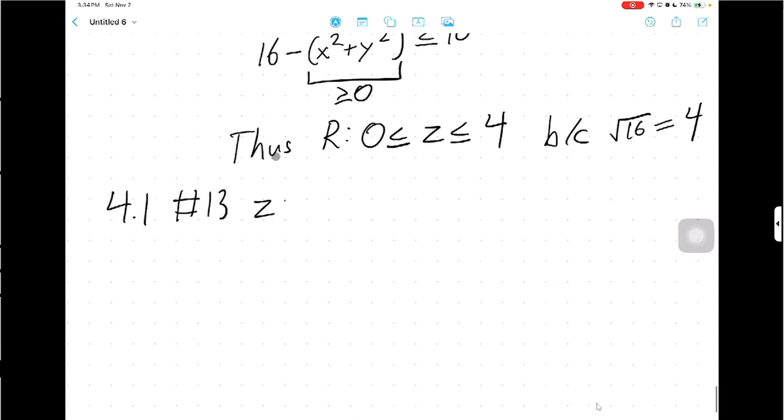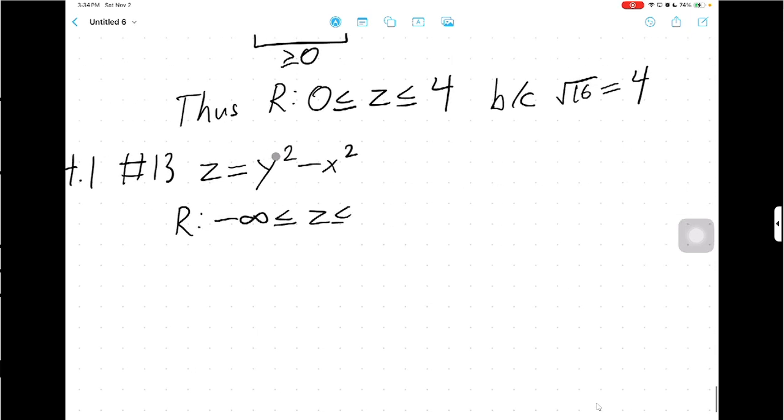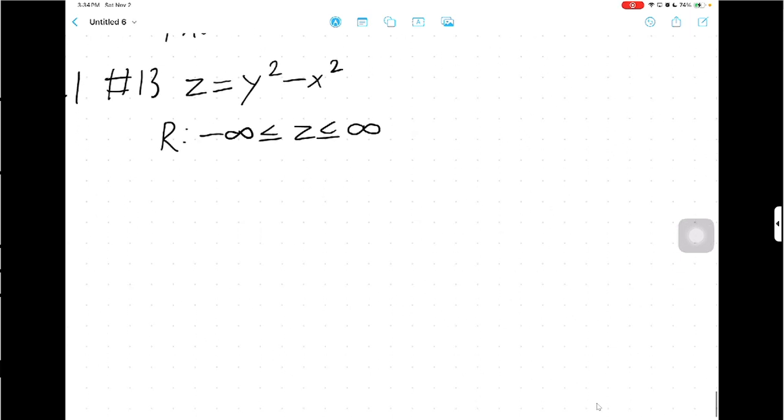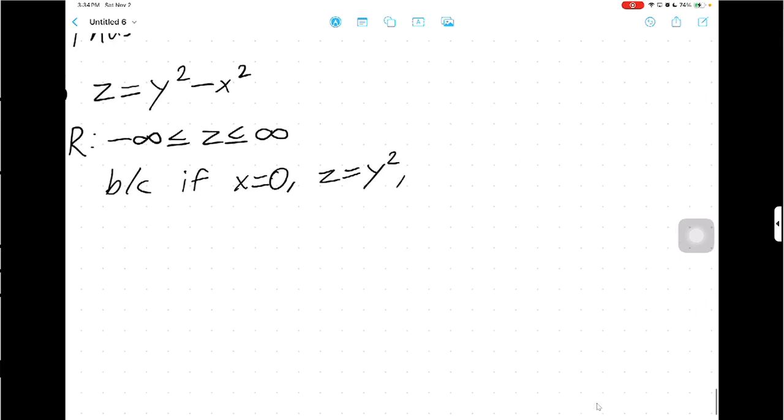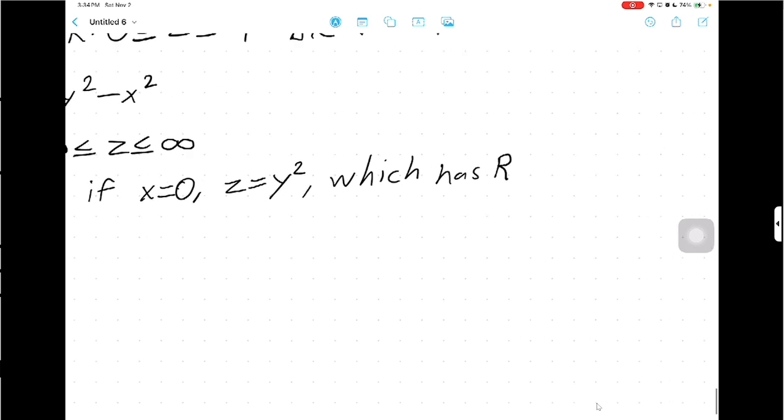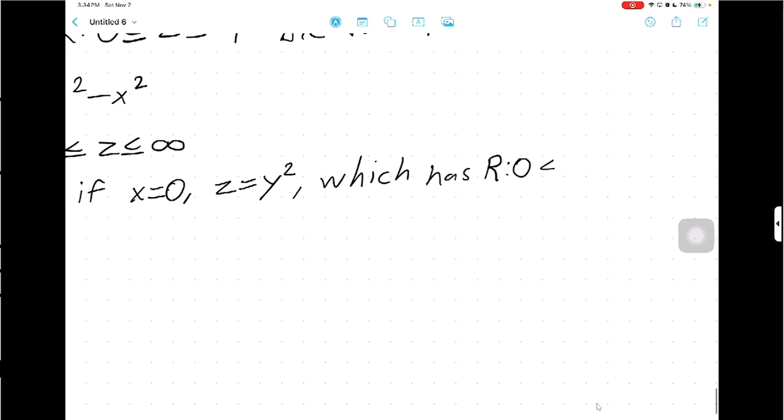Number 13. This range is going to be negative infinity to infinity. Because if x is equal to 0, z is equal to y squared, which has range 0 to infinity.